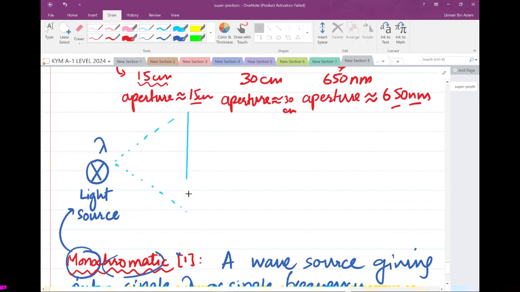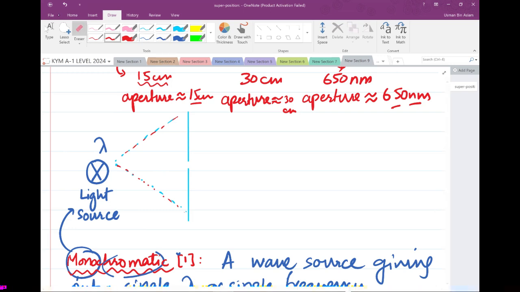Now I'm going to place a barrier in between here in its path, and there's going to be a small aperture here. The dotted lines that I have shown just show us the diffraction of it, the spreading of the wave. The waves are spreading everywhere.